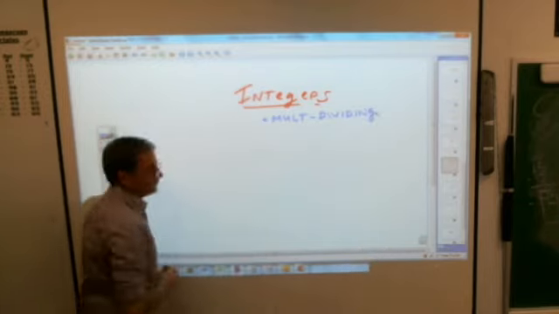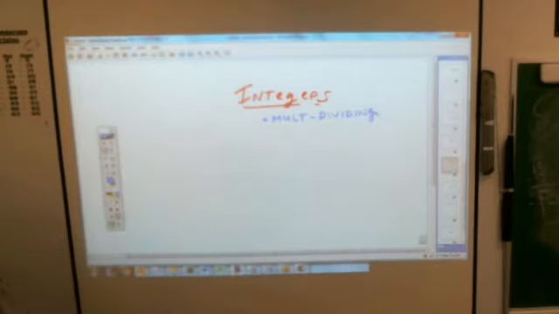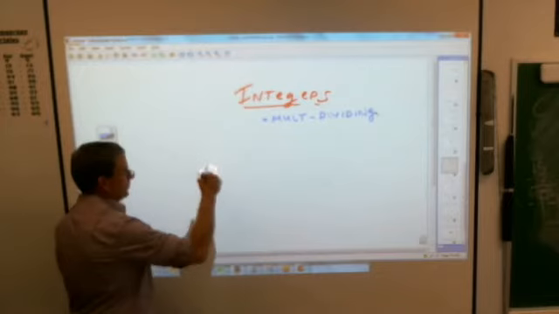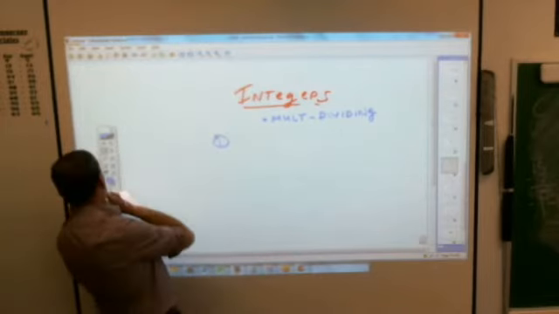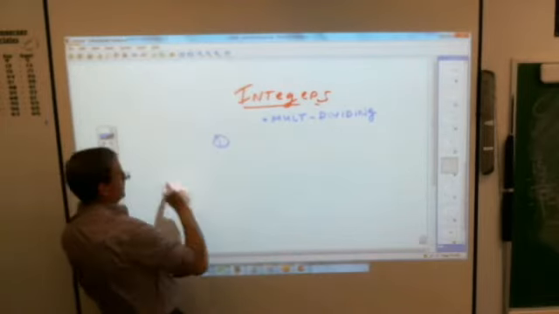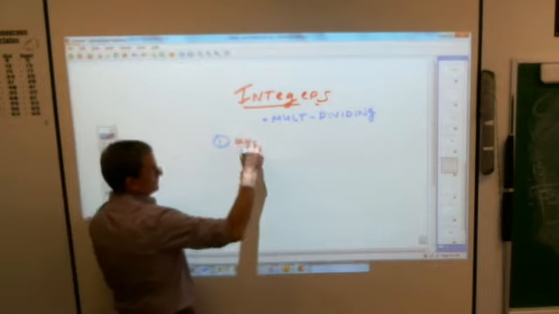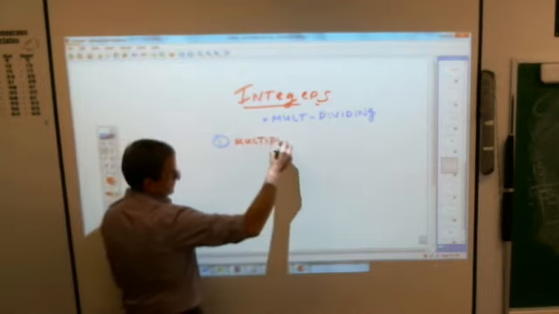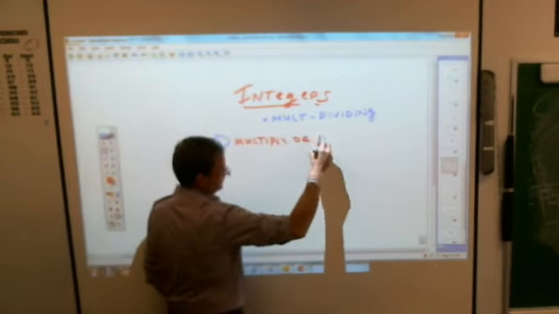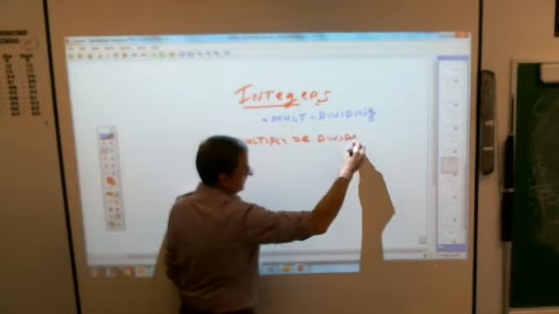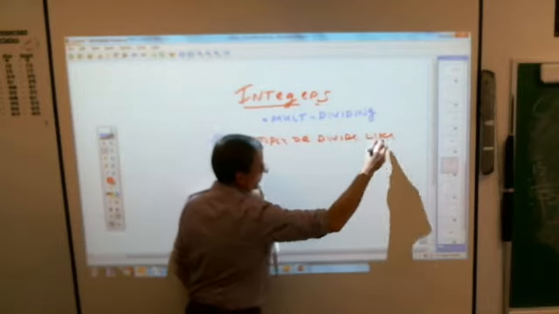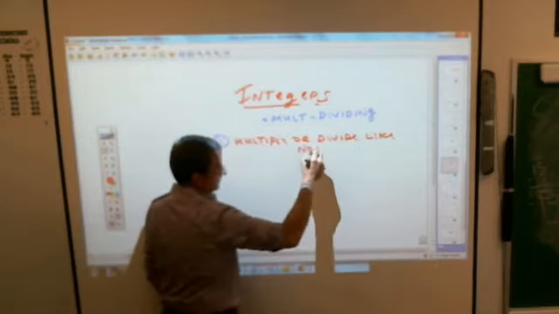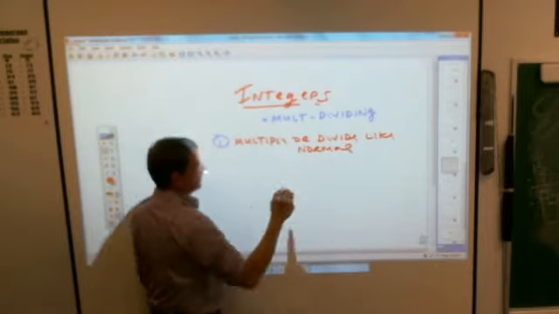And the rules for multiplying and dividing are incredibly simple. I'm just going to give it to you and then we will talk about it. It ends up like this. Step number one is you multiply or divide like normal. That's not too hard, is it?